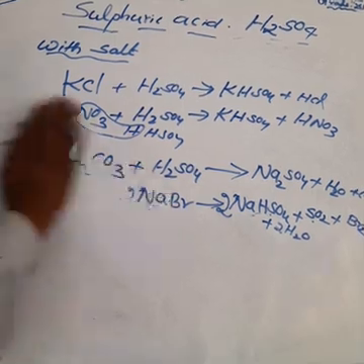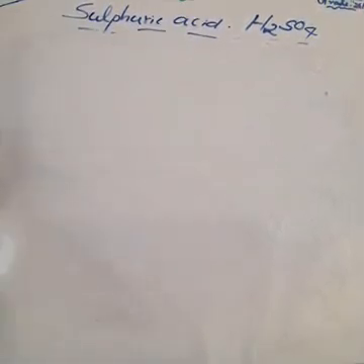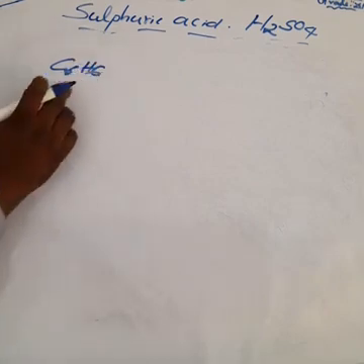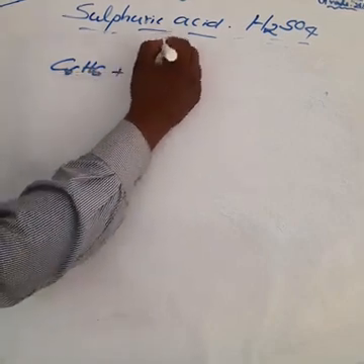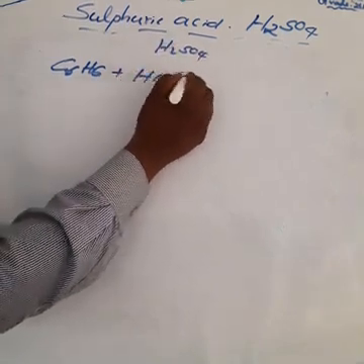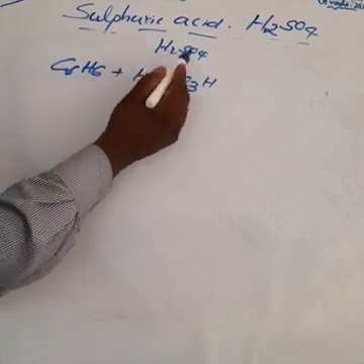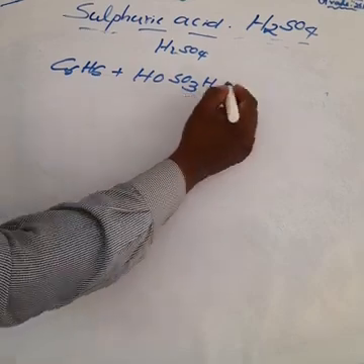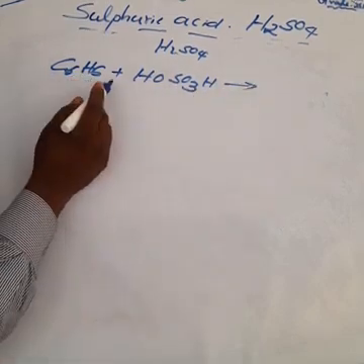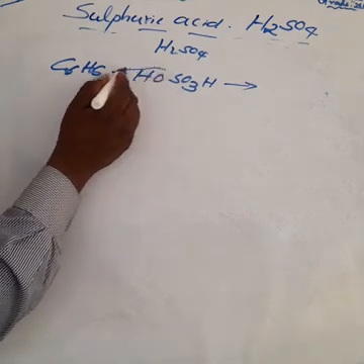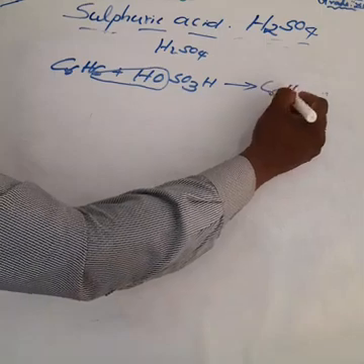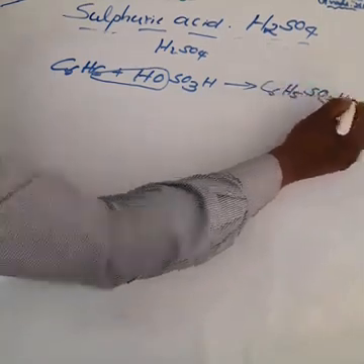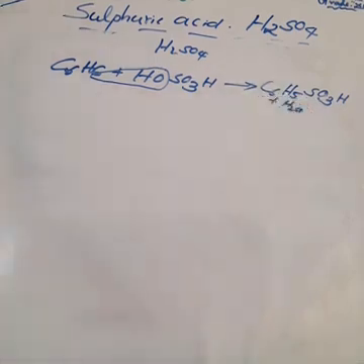Next, one of the very important questions: reaction with organic compounds. I am taking benzene, C6H6. Here sulfuric acid, H2SO4, can be written as H2OSO3H. What is the formula of sulfuric acid? Can you say H2SO4? This can be written as HOSO3H. So one of the hydrogens from benzene combines with the OH to form a water molecule. What's the remaining product? C6H5SO3H.